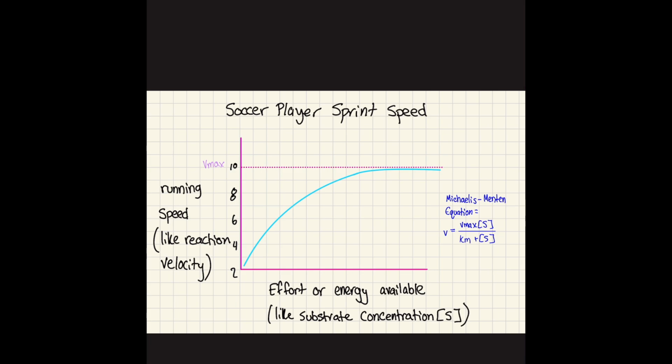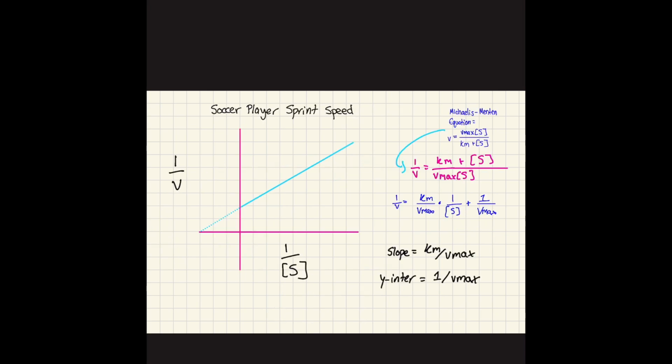The issue with this is as the curve flattens out, it's very hard to see the values. So this would give us an inaccurate Vmax, as we can see it's not even at 10, which would give us an inaccurate Km. To make things easier, we can use the Lineweaver-Burk plot. We just take the Michaelis-Menten equation right here, and we turn it into the reciprocal.